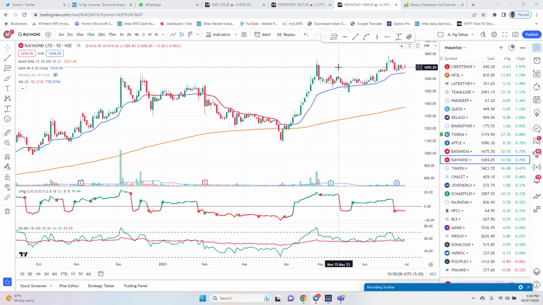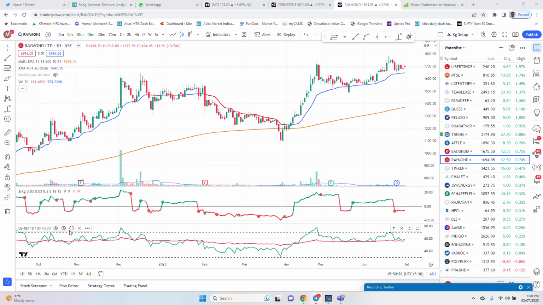So say, for example, this is a Raymond chart. So this is the day when you got the entry. If you see here, the price has decisively closed above the AMA line, and the AMA line was red, and here it turned to navy blue color. But if you see here, the crossover has not happened yet.